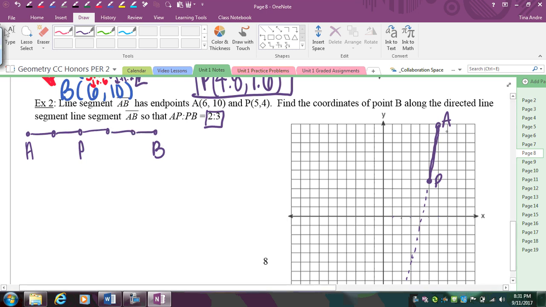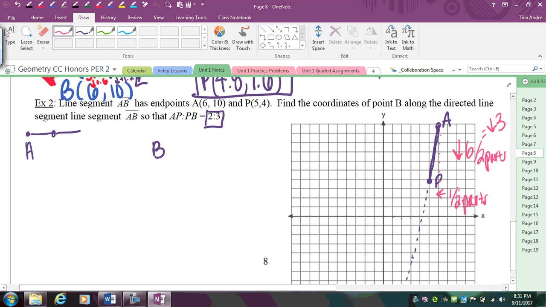So on a graph, what you could do is you could count it out. So I could go from A to P. So it's down 1, 2, 3, 4, 5, 6 over 1. So down 6 and over 1. And then if we divide that by 2 parts, because there's really 2 parts between A and P, according to my picture, we could actually end up graphing this.